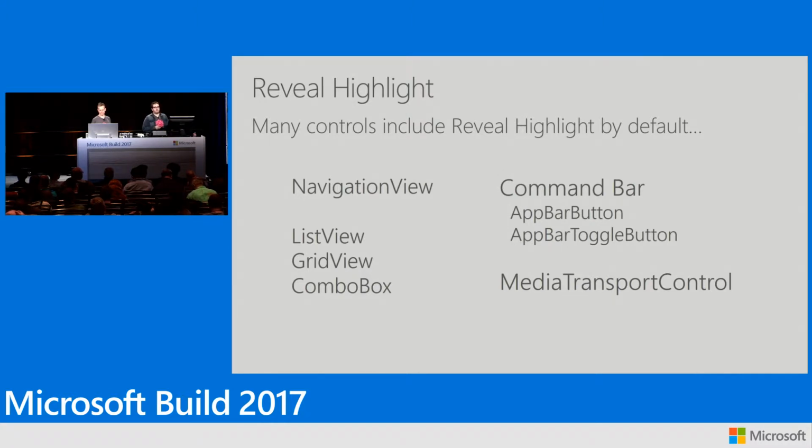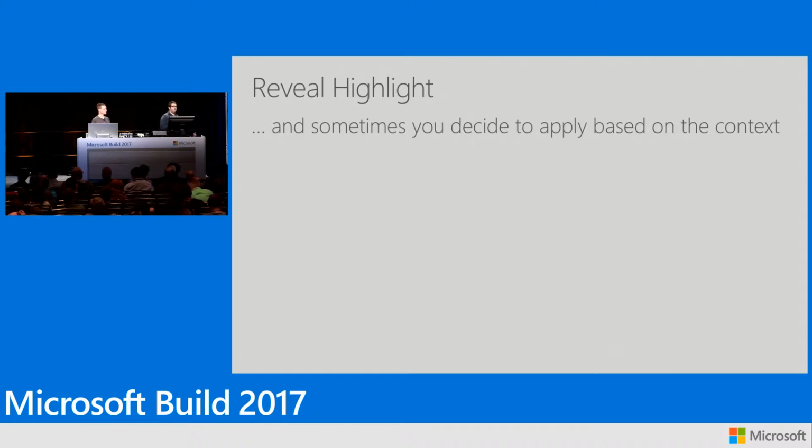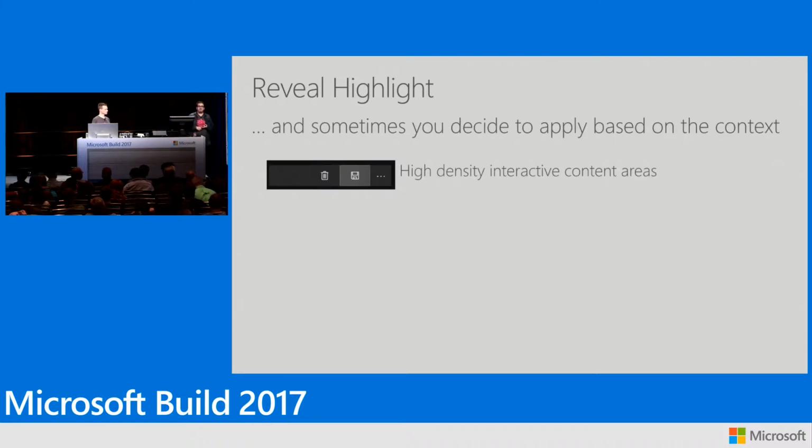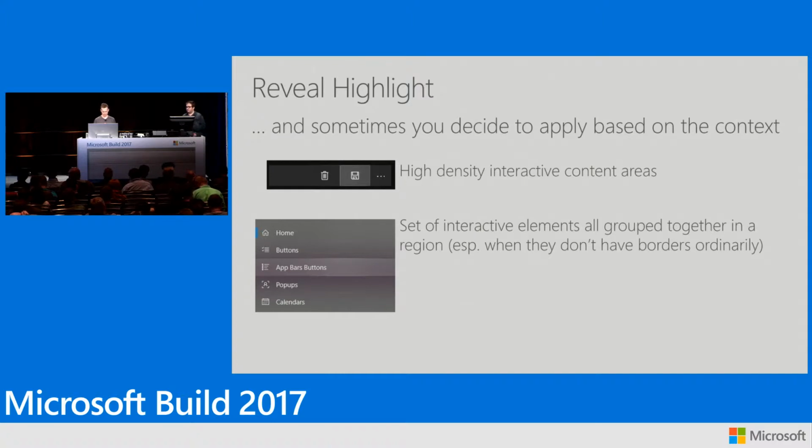So not only is it built into a bunch of the controls, but it's been exposed in a layered way so that you can take advantage of it when you're building a custom control. And so that's when you want to apply it based on context. One case to think about is if you have high density interactive content areas. So if you're building some control where you're putting a lot of buttons next to each other that are supposed to feel like a little toolbar or something, and for some reason you're not using a command bar, but you're doing that yourself, that's one case you might want to turn on reveal. Or if you have a set of interactive elements that are homogeneous in some way and they're grouped together in a region, especially if you're not putting borders on them, that's another time when you might want to take advantage of applying reveal yourself directly.